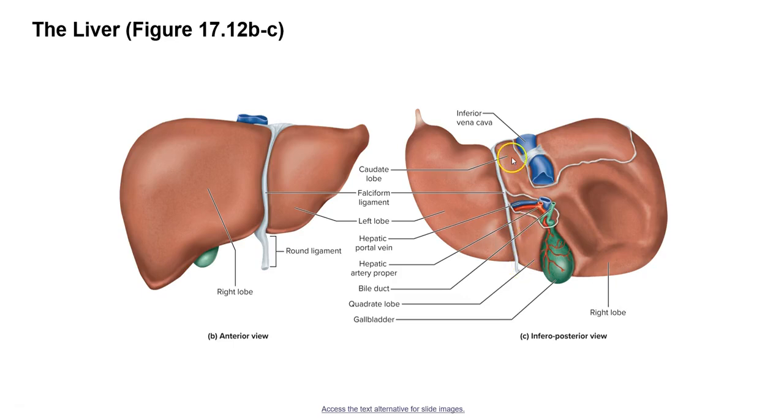Now, in between the caudate and the quadrate lobes, we have an artery and a vein, so a hepatic portal vein here in blue, and then a hepatic artery here in red. We'll also see the bile duct, which is coming from the gallbladder, which will be carrying bile to the duodenum, the first part of the small intestine. So all of those structures are going to be found wedged in between this caudate lobe and quadrate lobe here.